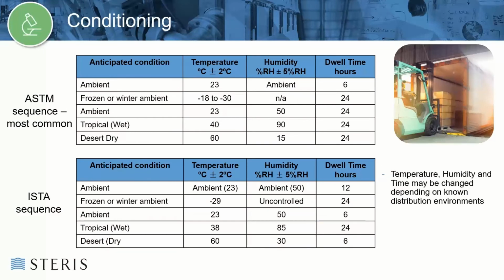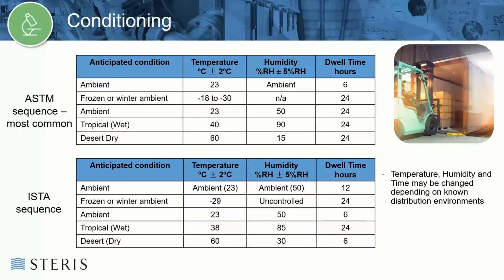So the first step of the distribution sequence is to do an environmental conditioning step. These are the two most common. There's an ASTM sequence and an ISTA sequence. As you can see, they're similar. Basically, you're going to go through an ambient phase, a frozen or winter phase, again back to ambient, a tropical, high humidity, warm phase, and then a desert, which is hot and dry. What this is intended to do is expose the package and the product to all the different expected temperatures and humidities from the environmental conditions as you're transporting the product. This is performed in a conditioning chamber in the laboratory.